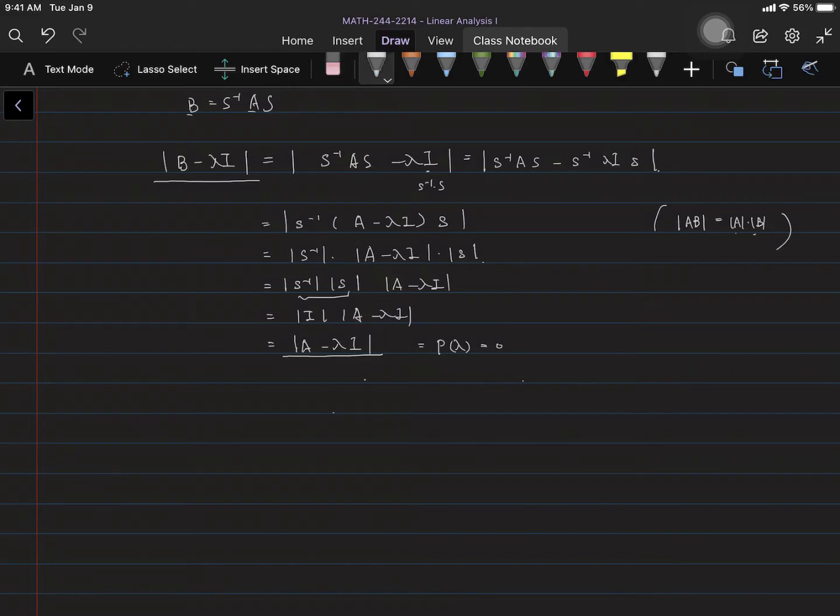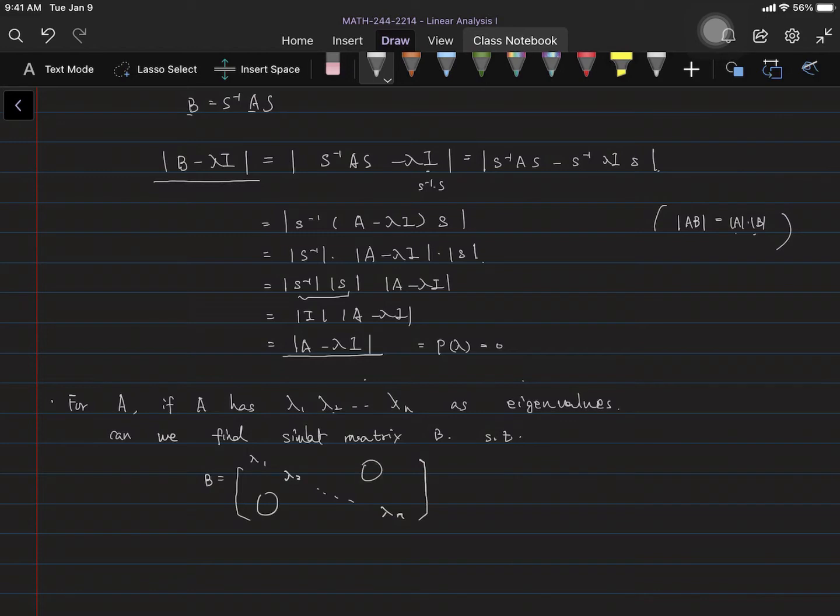So next, for a matrix A, if A has eigenvalues lambda 1, lambda 2, up to lambda n, can we find a similar matrix B such that B equals a diagonal matrix with the same eigenvalues as A, and all the other numbers are 0?